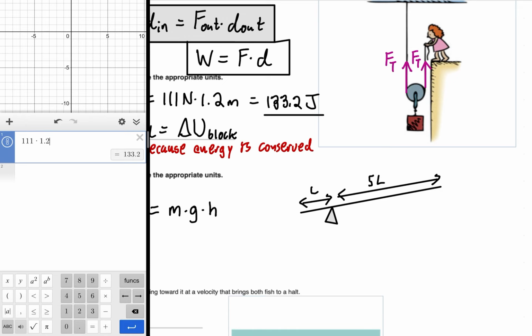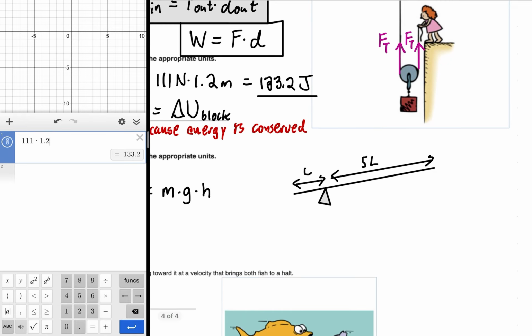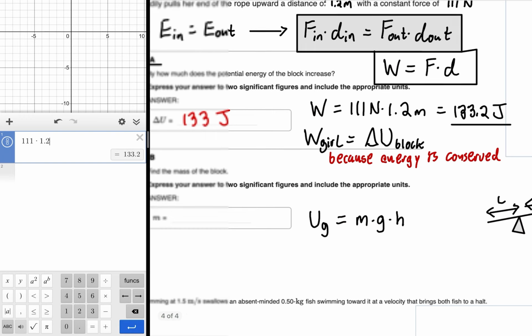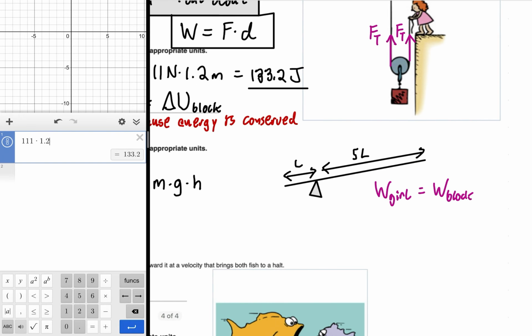Or conversely, we can say, if we have a conservation of energy, then the work done by the girl equals the work done on the block. Now, you might say, we already know that, it's the 133 joules. But if we write this slightly differently, and we write the force of the girl times the distance, that's the rope that actually goes through her hands, the distance she pulls.